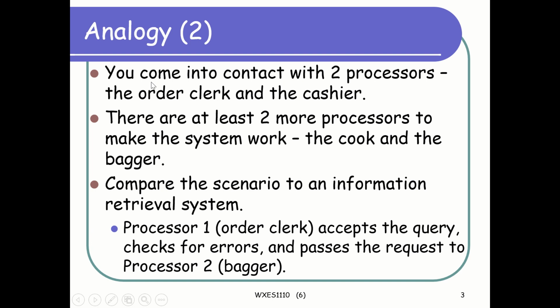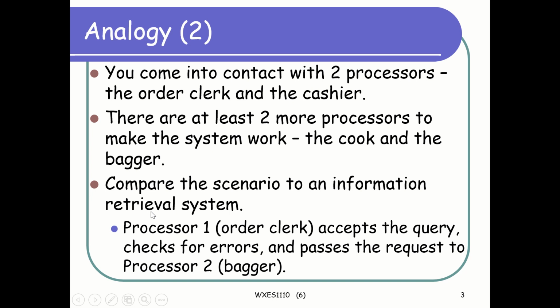So in this case, you come into contact with two processors, the order clerk and the cashier. Think of your PC: you have one processor with two cores, or two different processors, either way. Those are the order clerk and the cashier. There are at least two more processors to make the system work, the cook and the bagger. So you have two more processors or two more cores. 2 plus 2, 4 processors or 4 cores.